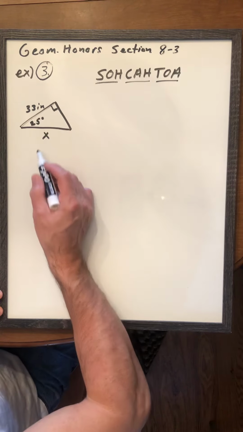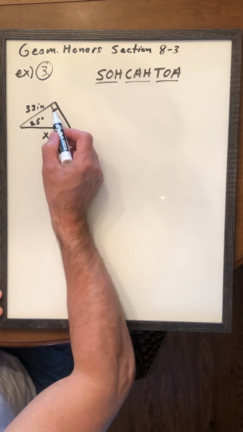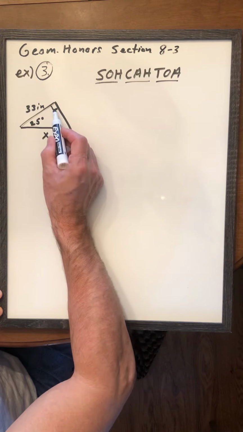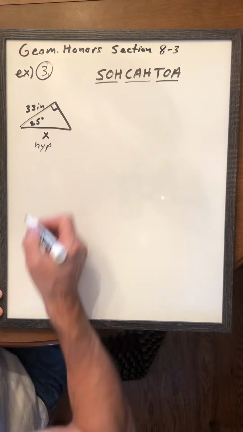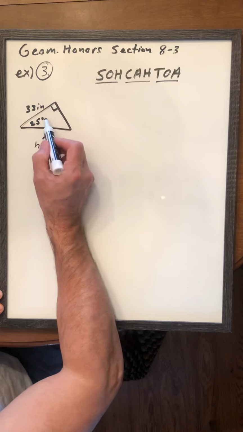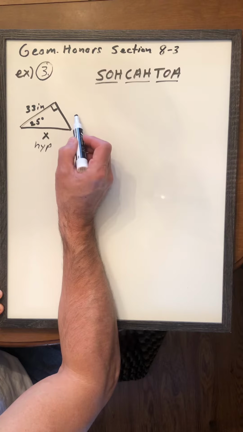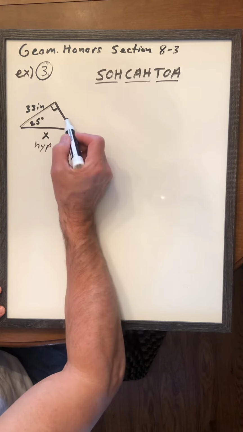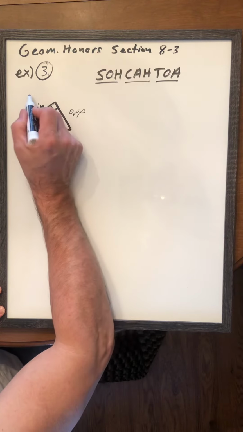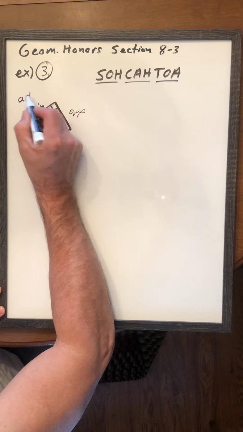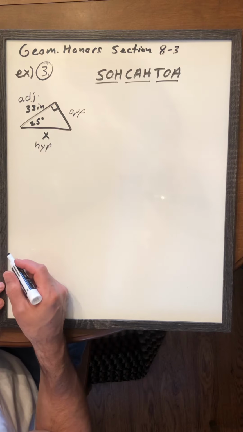And here's my problem. We've got a 25-degree angle here, and we have x. I always want to find the hypotenuse first. Here is a right angle, and so opposite that is the hypotenuse. So x is the hypotenuse, and then this would be the opposite, but we don't have anything there. So that means this side that's left has to be the adjacent side. So adjacent is on this side, which is 33 inches.